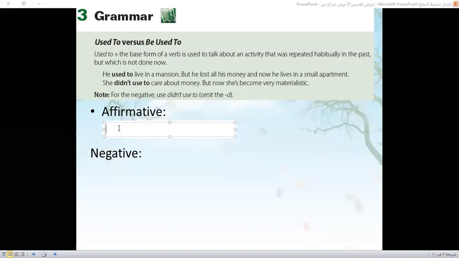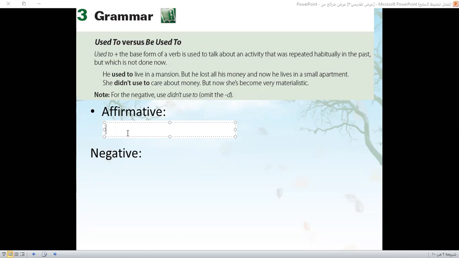Yes, Thalith. It's written here. Didn't use to. Very good. Thank you so much, Rimas. So didn't use to. What is the difference between used to and didn't use to? In used to, the affirmative, I have the ed. But if I want to make it negative, I already have did, the auxiliary verb. So I don't have to make used to also with ed. So I just get rid of it because of didn't.